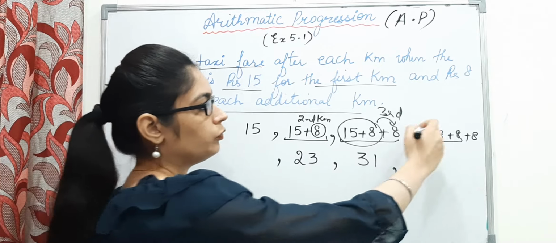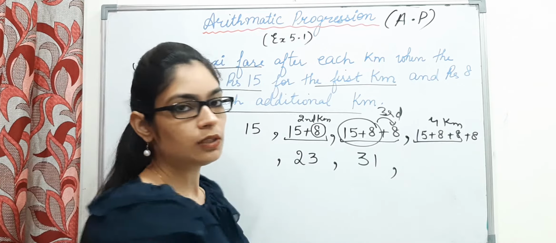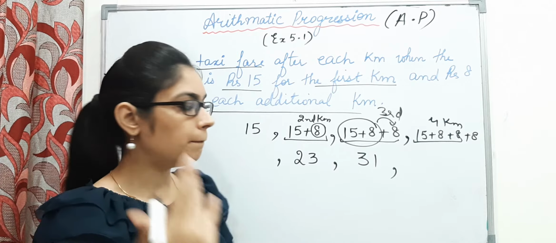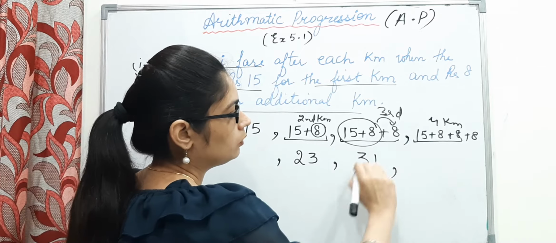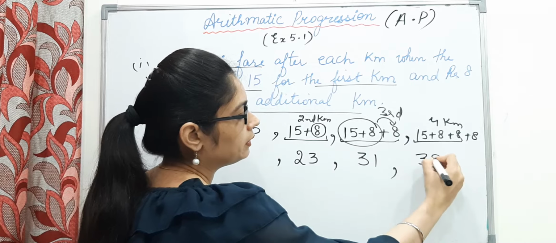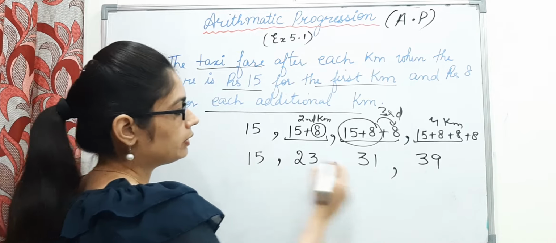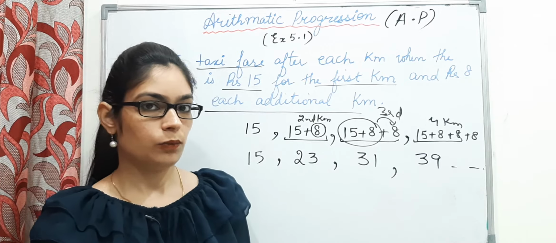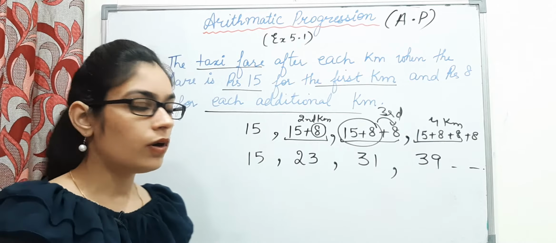Now again for the fourth kilometer, previous amount plus an additional 8. So if you add 31 plus 8, it will be 39. So this type of sequence will be formed. Now we have to check whether the difference is the same or not.